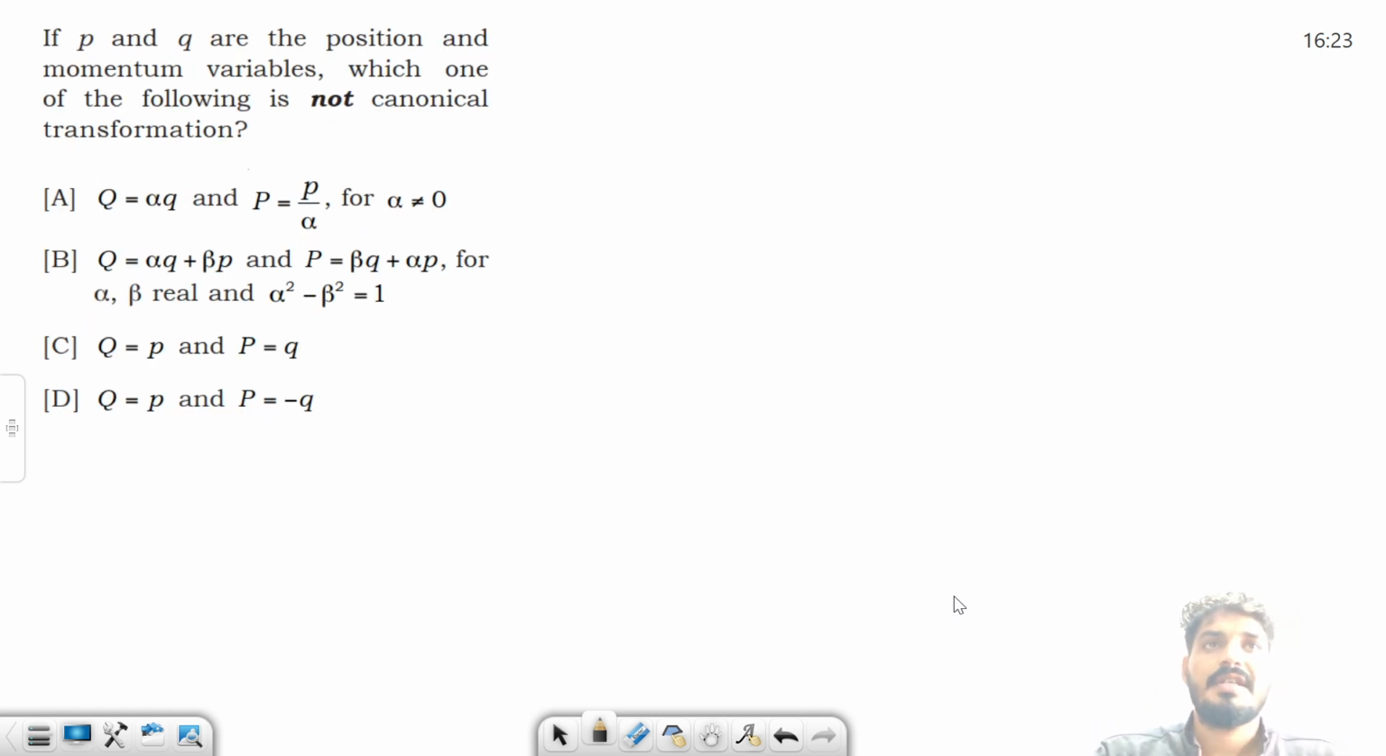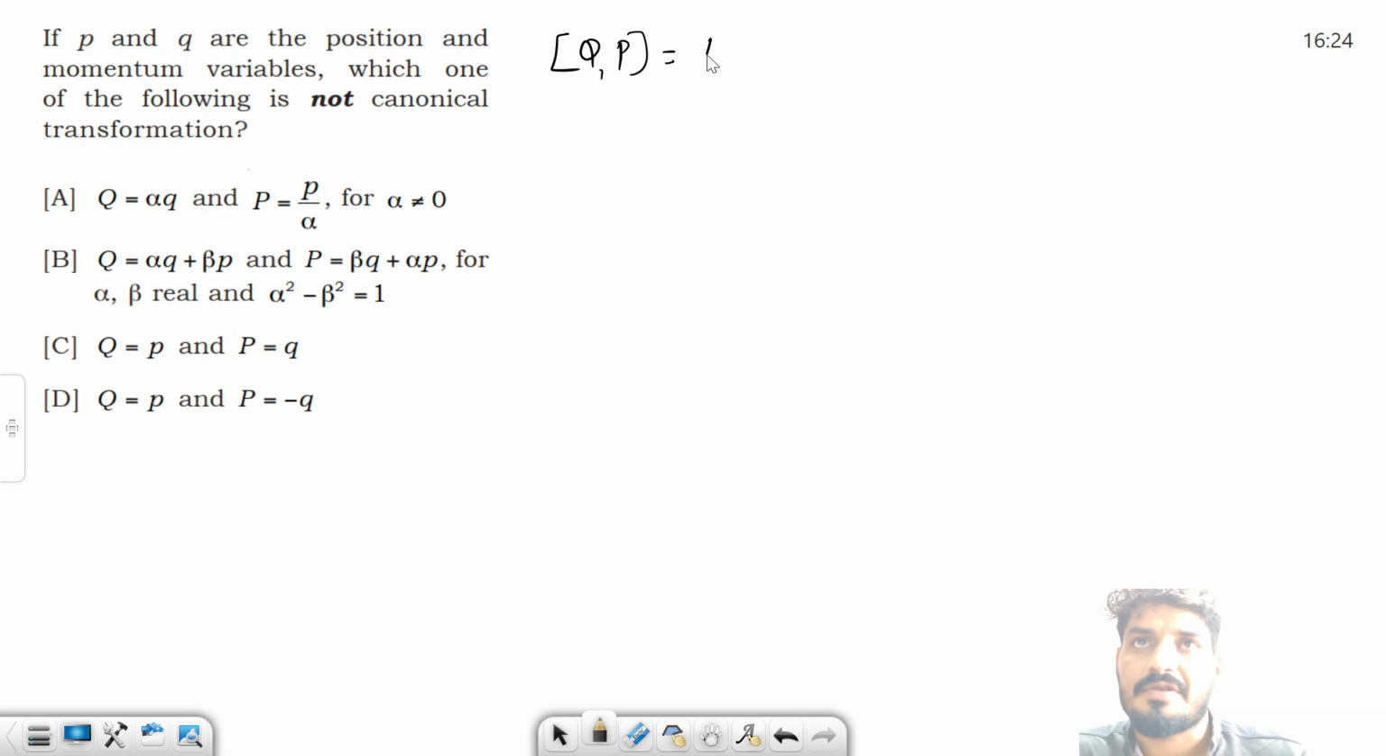So the question is, if p and q are the position and momentum variables, which one of the following is not canonical transformation? What we have to do, we have to show which one is not canonical transformation. So what is the condition for canonical transformation? We know [Q,P] must be equal to 1 on the basis of small q small p.